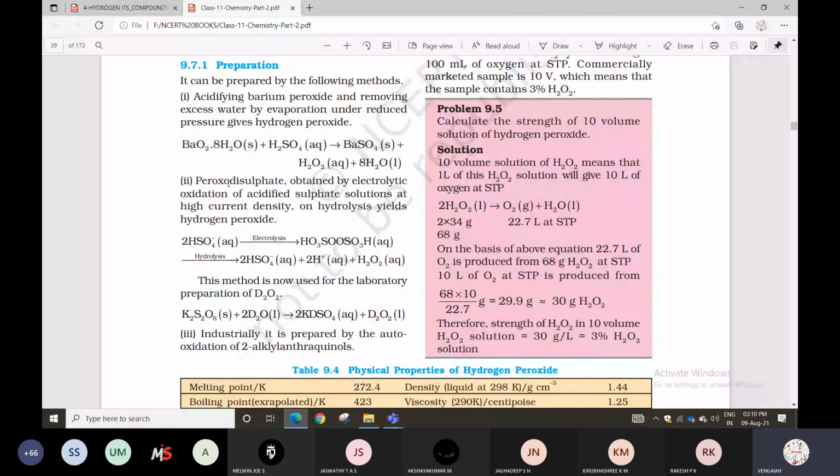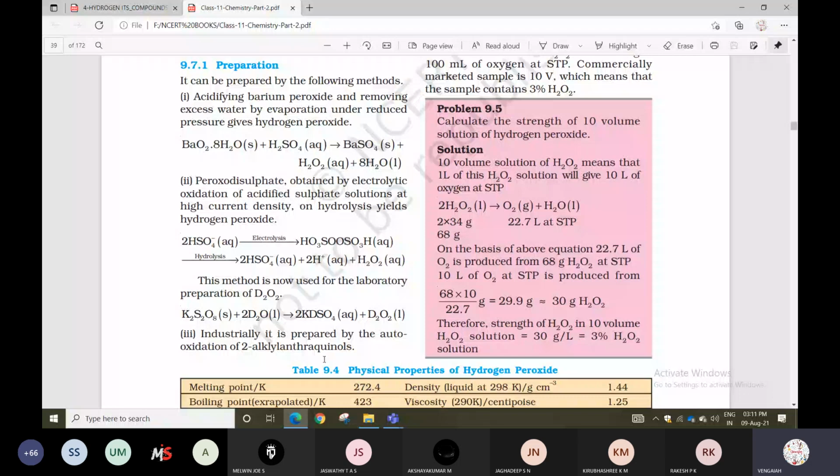Industrially, it is prepared by the auto oxidation of 2-alkyl anthraquinols. 2-ethyl anthraquinol, you add oxygen and you get H2O2, oxidation and again reduction. This is the auto oxidation. In this case, 1% of H2O2 is formed.